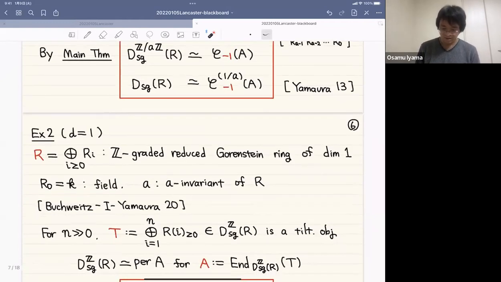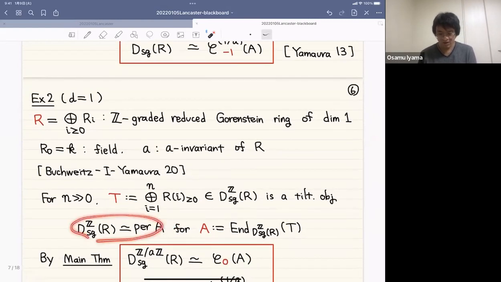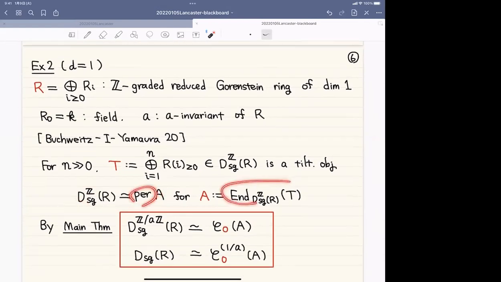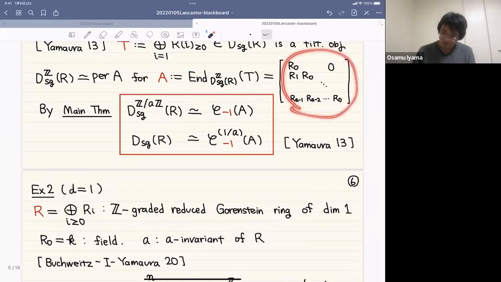But the difference is that, again, we consider the degree shift of R by i to move up, then cut out, remove negative degrees. And the difference is that this number n is not given by A. We can also describe this n explicitly, but it is enough if n is sufficiently large. Taking n sufficiently large does not change the additive closure of T, so we can choose arbitrarily large n. Then, by tilting theory, the G-graded singularity category is equivalent to the perfect derived category of the endomorphism ring of T. Actually, one can also describe this endomorphism ring as in the case of the Artinian setting, but I omit it.